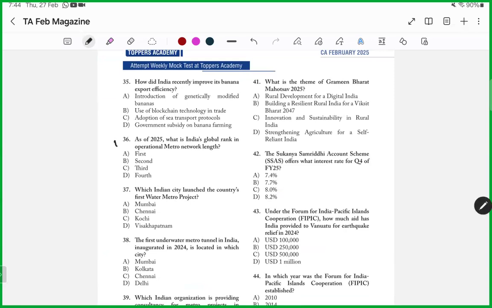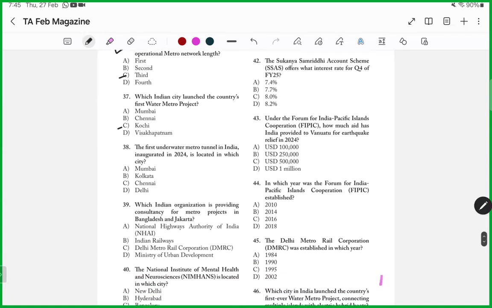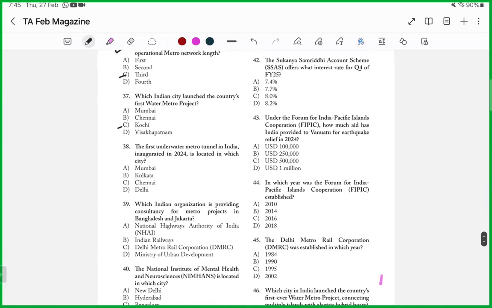As of 2025, what is India's global rank in operational metro network land? Third. Okay. Which Indian city launched the country's first water metro project? Kochi. All right, very good. The first underwater metro tunnel in India inaugurated in 2024 is located in which city? Kolkata.